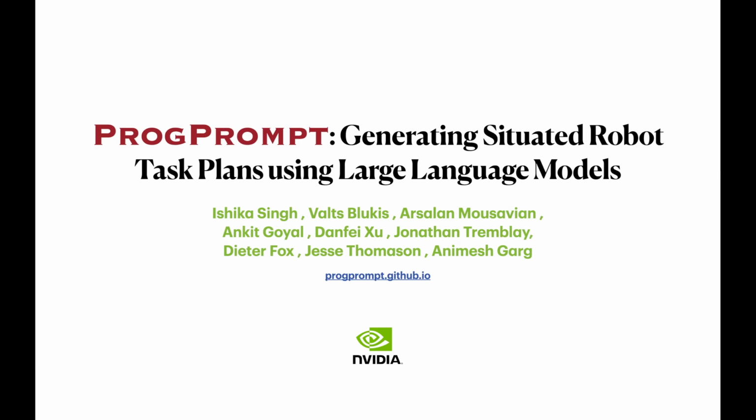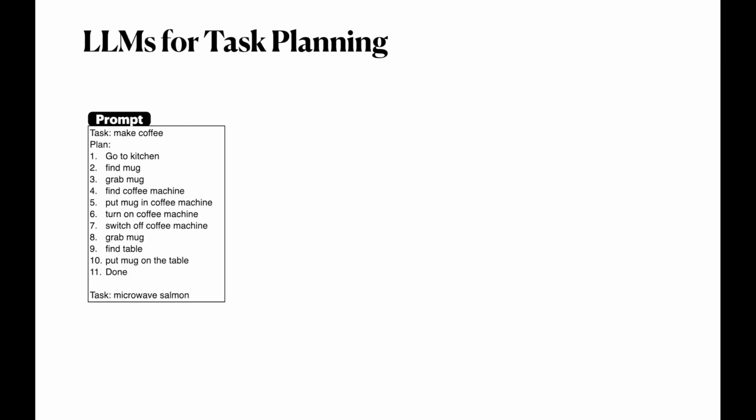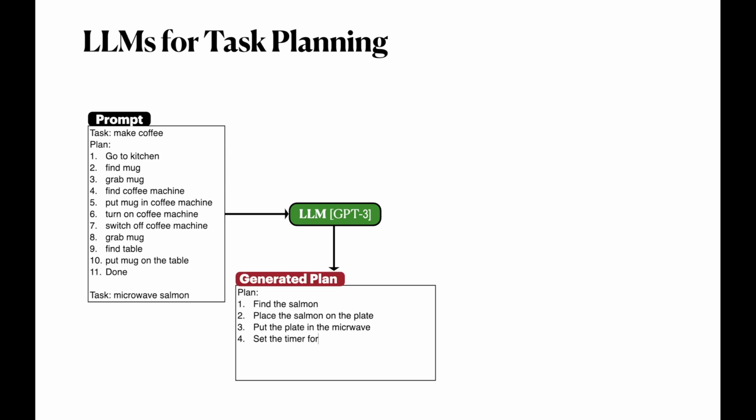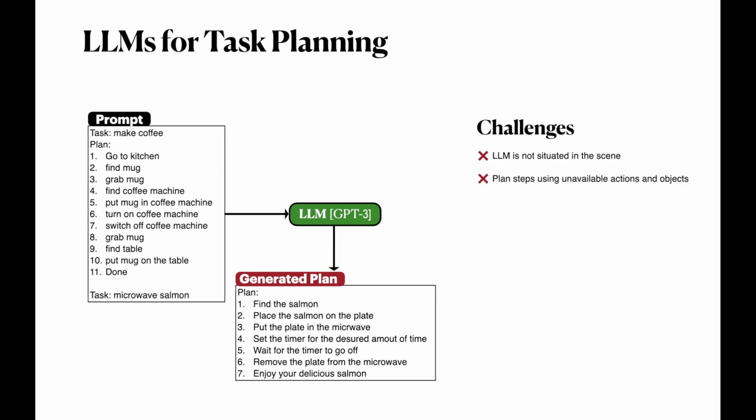In this video, we introduce our work ProgPrompt, generating situated robot task plans using large language models. LLMs have been recently used to generate task plans for robots. Although the generated plans are reasonable, they can be hard to execute. The plan can contain unavailable actions and objects for a given robot in its current context. Mapping plan steps to executable robot actions can also be challenging.